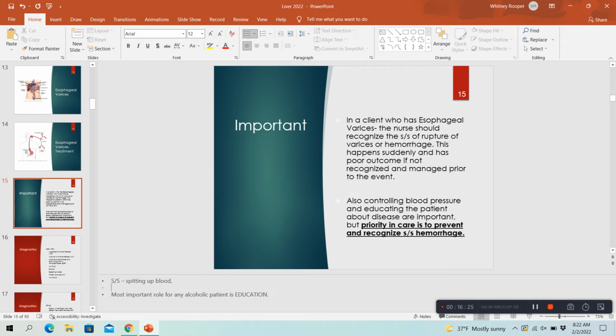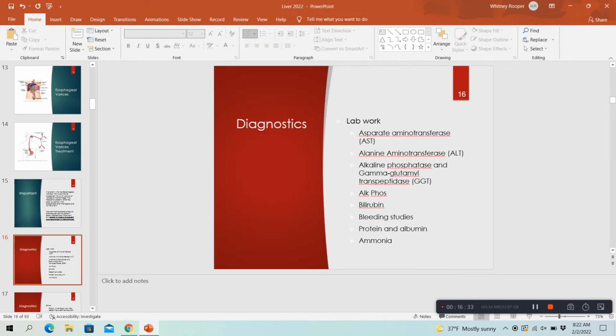Our lab work for the liver. Your AST, your ALT, alkaline phosphatase, your bilirubin, your coags, your bleeding studies, your PT/INR, protein and albumin, because those are synthesized in the liver, and our ammonia level.